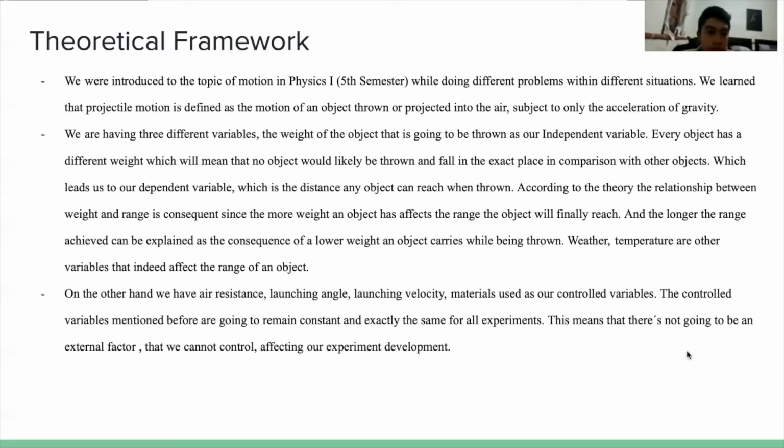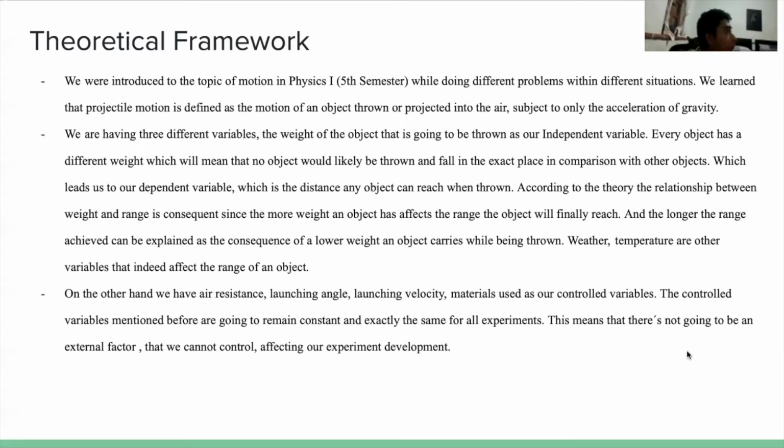We have two different variables, the weight of the object that is going to be thrown as our independent variable. Every object has a different weight, which means that no object would likely be thrown and fall in the exact place in comparison to the other objects, which leads us to our dependent variable, which is the distance any object can reach when thrown.